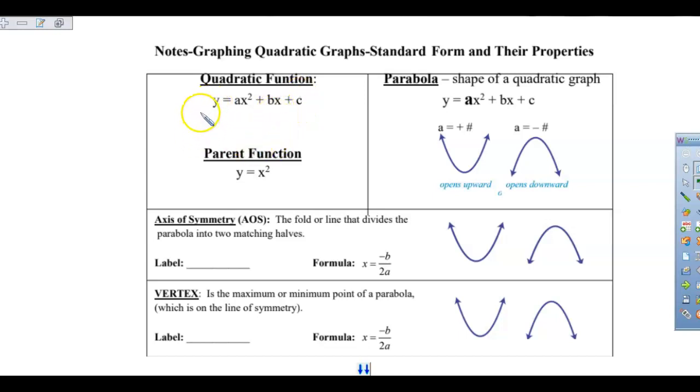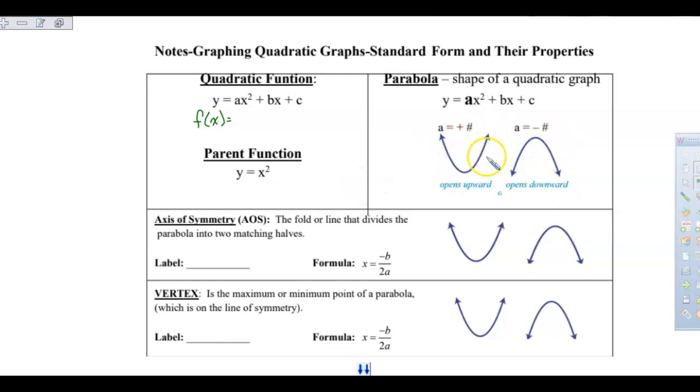Y can be replaced with the function of x equals, and then the rest of it. That's how we've seen it before. The parent function is f(x) = y equals x squared. This is where the function begins. The parabola is the shape of a quadratic graph, and it's usually kind of a U shape.